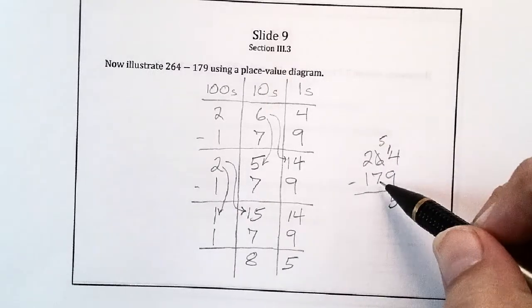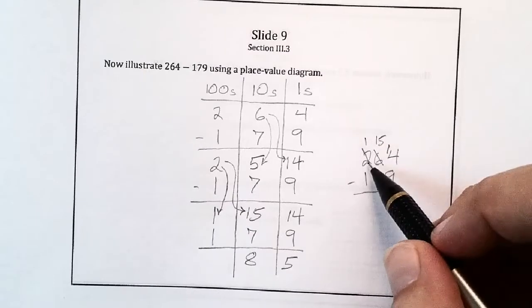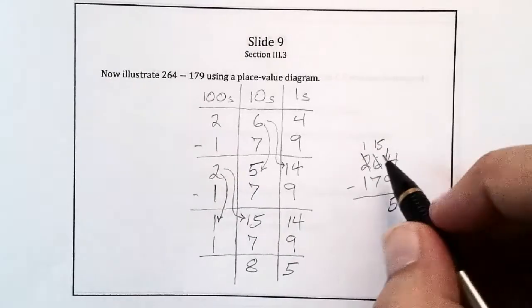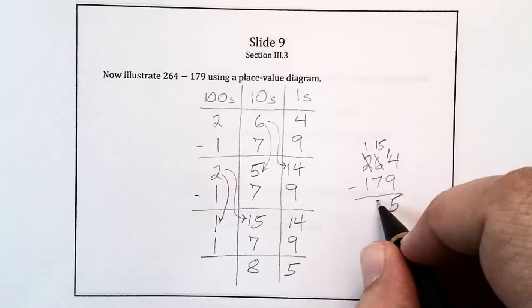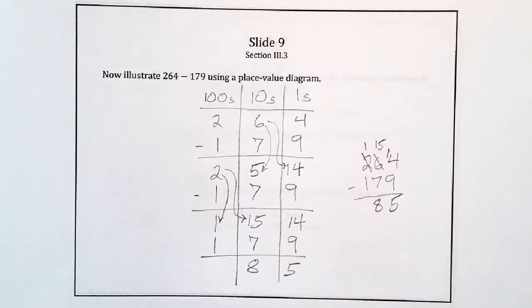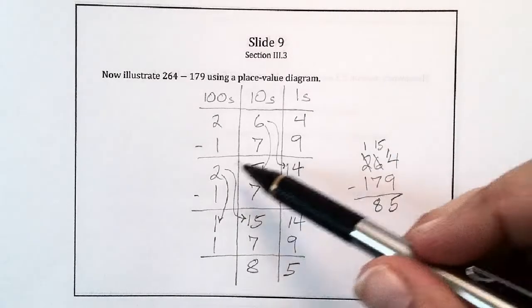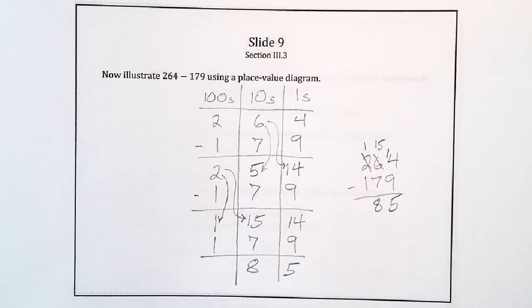Okay, I can't take 7 tens away from 5 tens, so I make an exchange. I exchange 100 for 10 tens, and now I've got 15 tens. And 15 minus 7 is 8 tens, and 1 minus 1 is 0, and so I get 85. But notice that the exchanges that I made here were exactly the same as the exchanges I made over here. Just over here, we're expanding it out so we can really see each individual step.